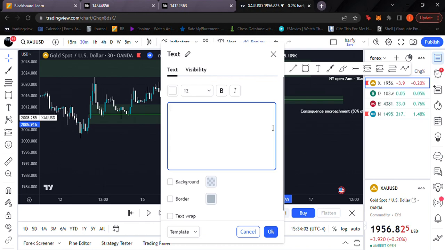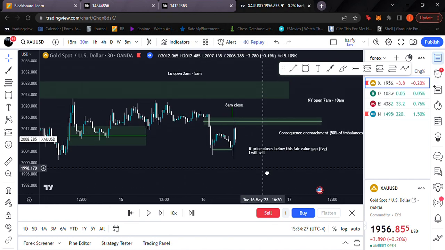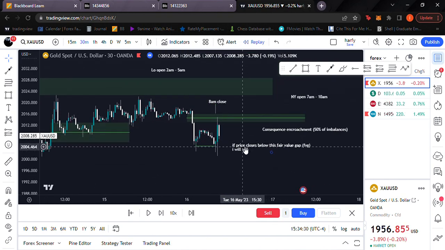So for example, I would write down here, if price closes below this fair value gap, I will sell. As simple as that. That takes the weight off your shoulders and makes it easy for you to now sell the market when price gives you an opportunity to do so. It reduces the amount of thinking that you have to do.